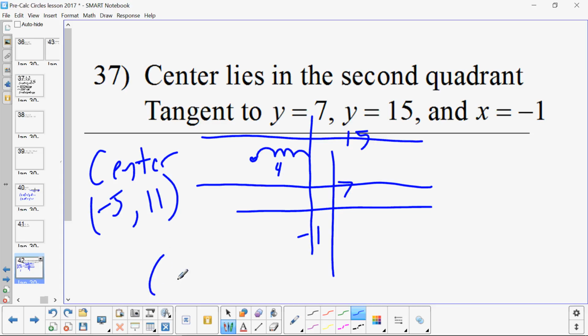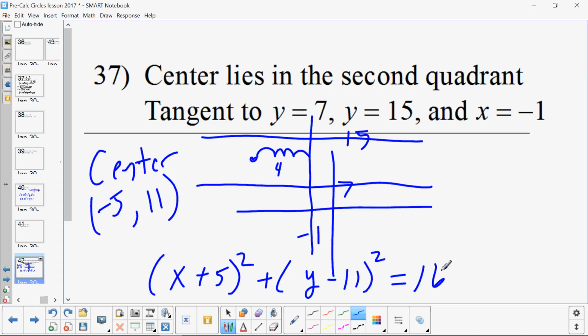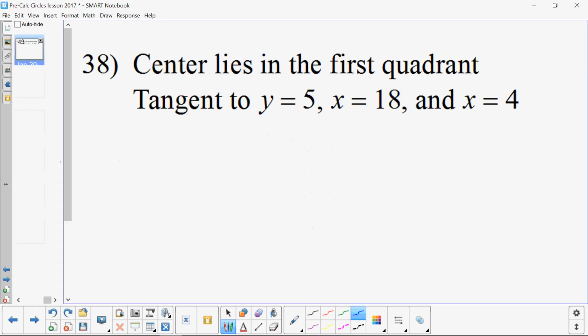Awesome. X plus 5 squared plus y minus 11 squared equals 4 squared, which is 16. That's your answer. Try the next one and the last one.